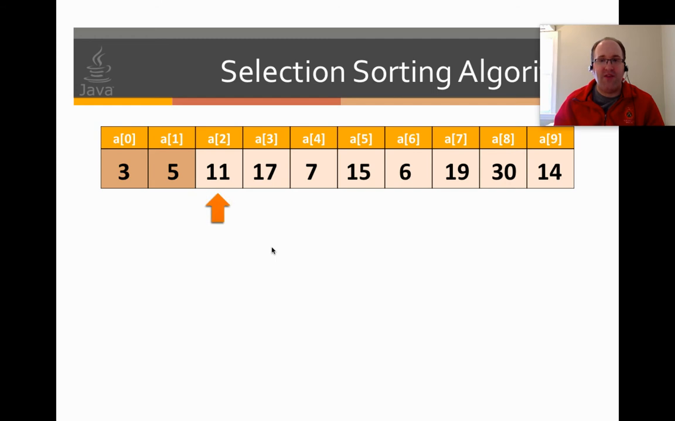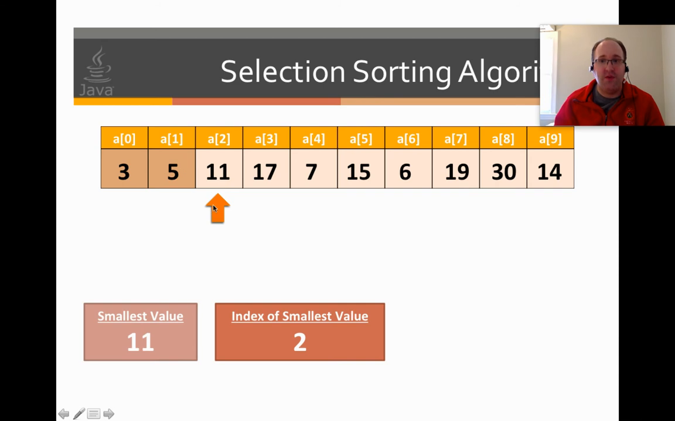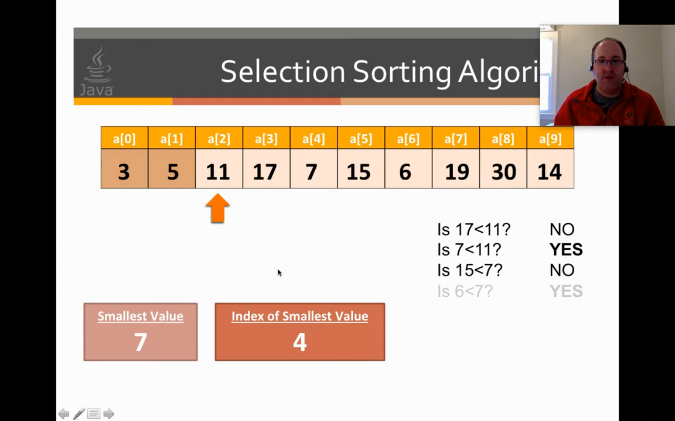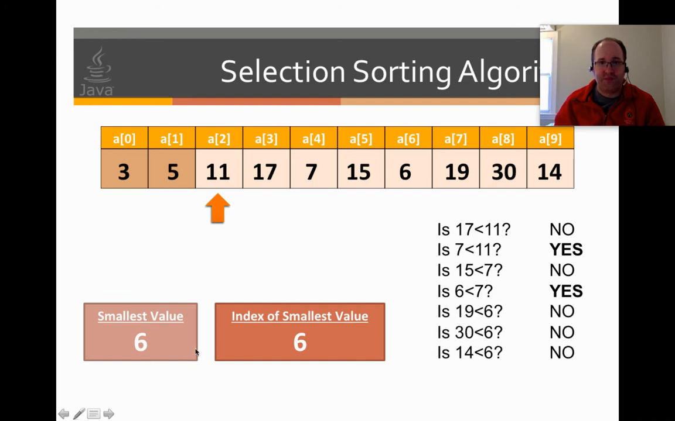The 3 and the 5 are now considered to be in their proper position. So now we have to fill position 2. You follow the pattern now. Is the 11 smaller? The 17? Is the 7 smaller? Yes, it is. So now that's the smallest value. We're holding on to its position. Is 15 smaller? Is 6 smaller? Yes, it is. So the 6 is now the smallest known value. 19, 30, 14, no. So the 6 is currently sitting at index 6. So we want to swap 6 and 11. Okay?